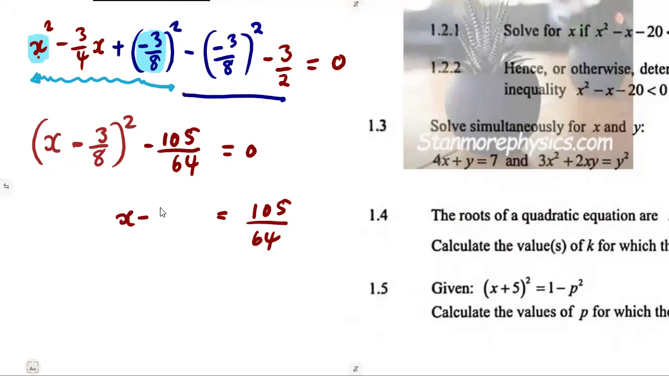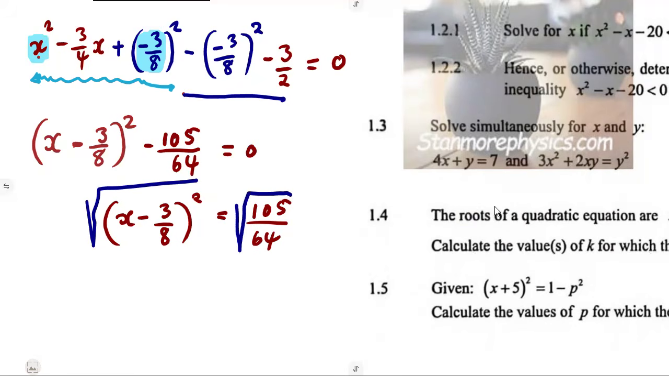X minus 3 over 8 squared is equal to this. Introducing the square root for us to remove the 2 that we have, which is our perfect square. So introduce the square root on both sides. This is going to give us x minus 3 over 8. Remember, the square root neutralizes the square that we're given there. So this is equal to, can we have the direct square root for this one?